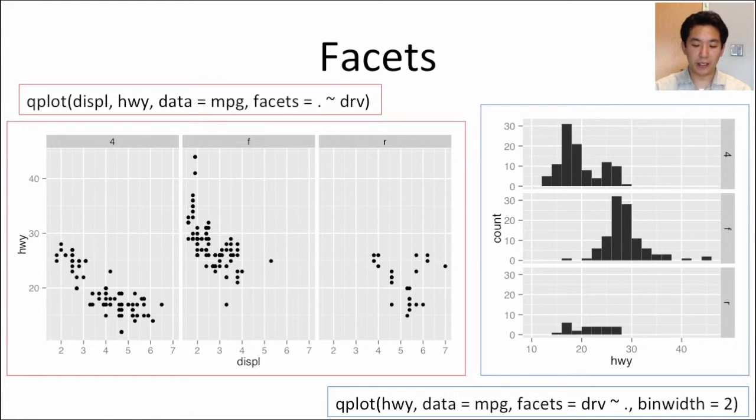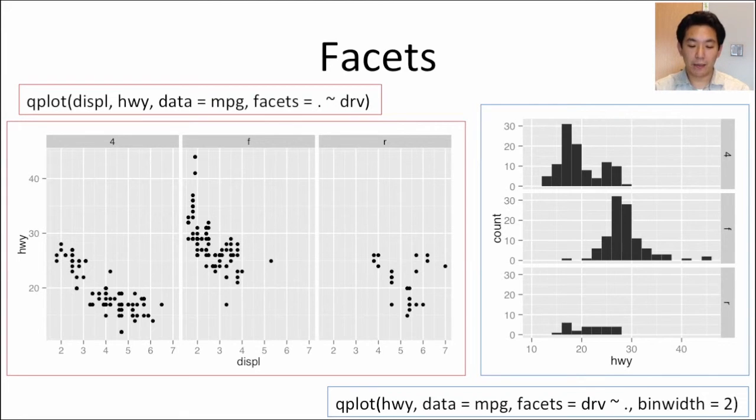On the left side here, I've got three different scatter plots of the displacement versus the highway mileage, and I've split it out by the different drives, so four-wheel drive, front and rear. And so you can see the relationship for these three subgroups, and it's just a different way to look at the data rather than, say, color coding the three groups. And I specify this with the facets variable.